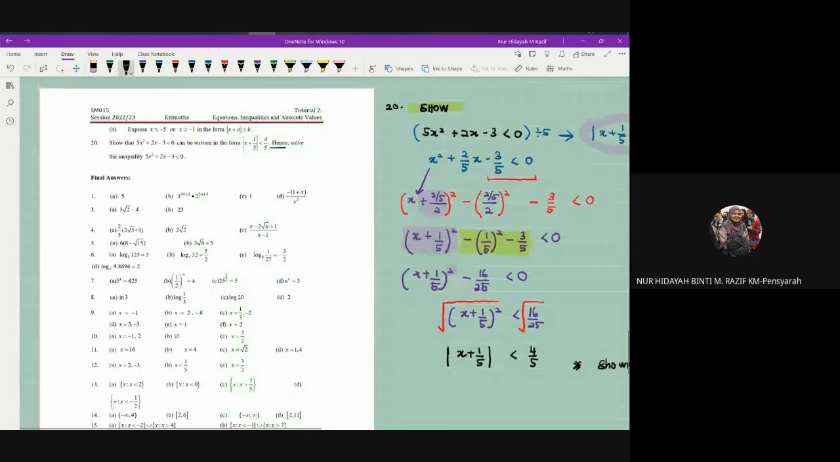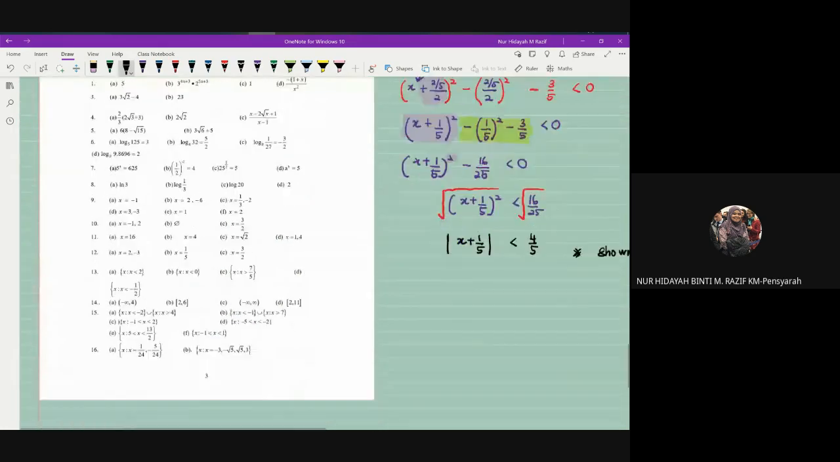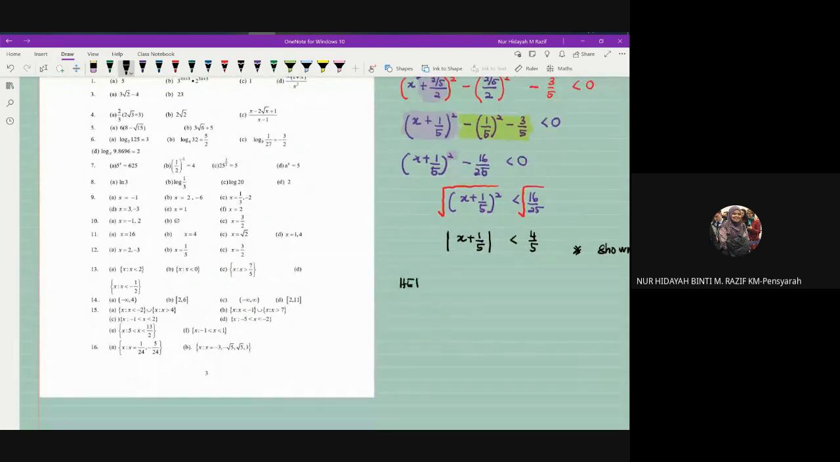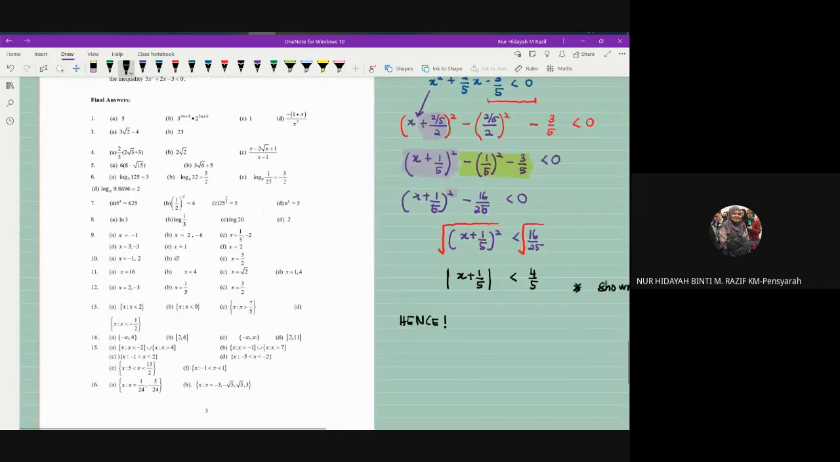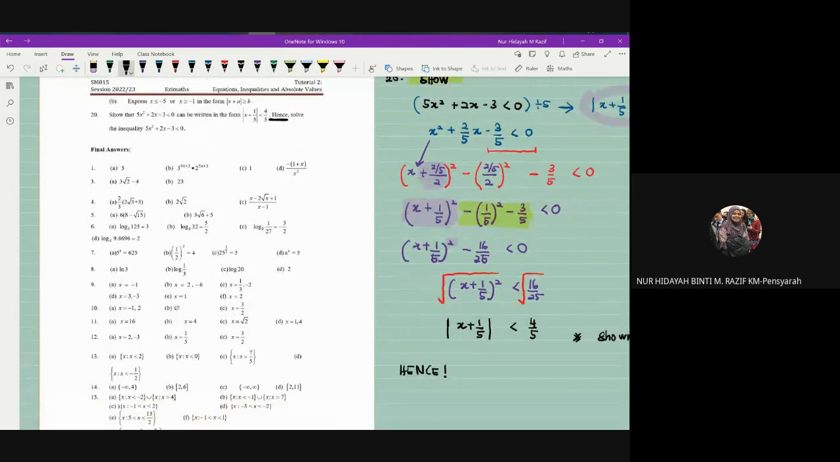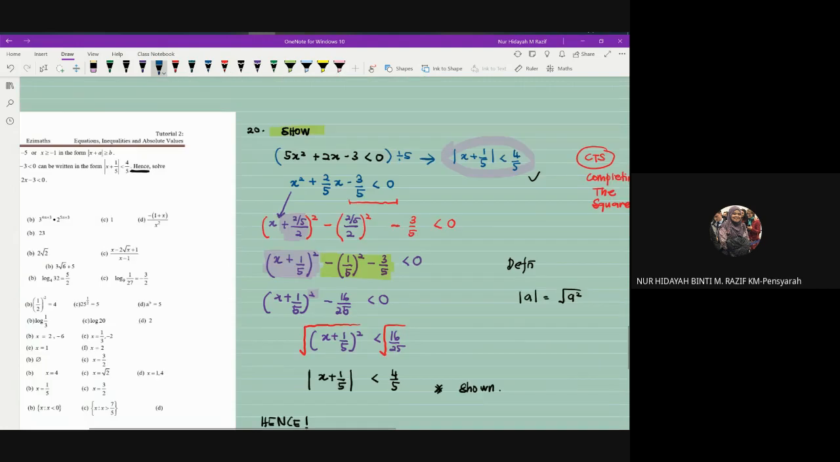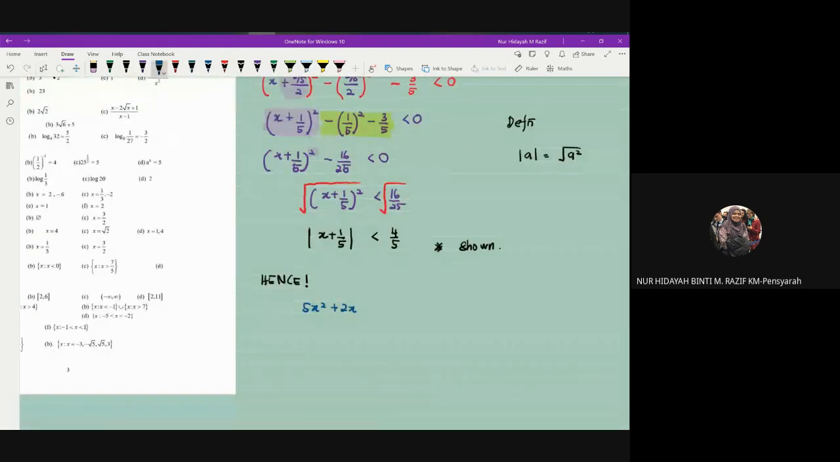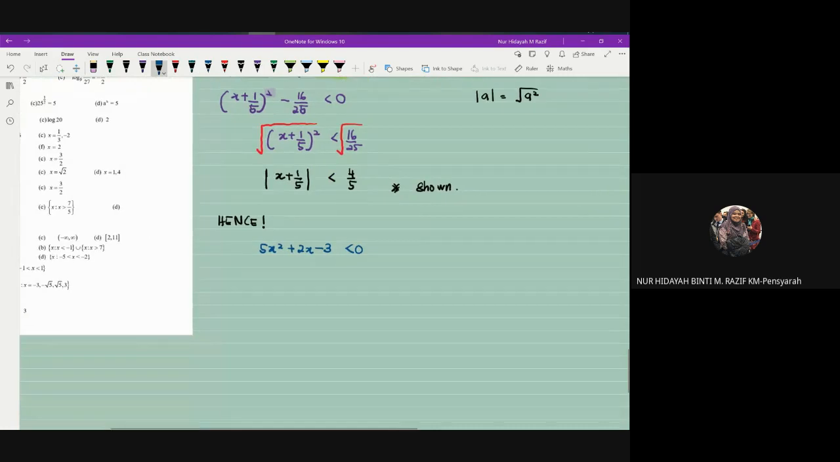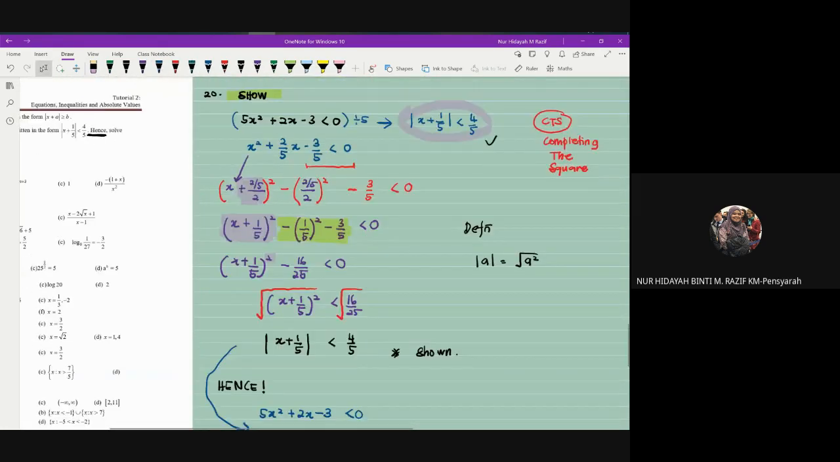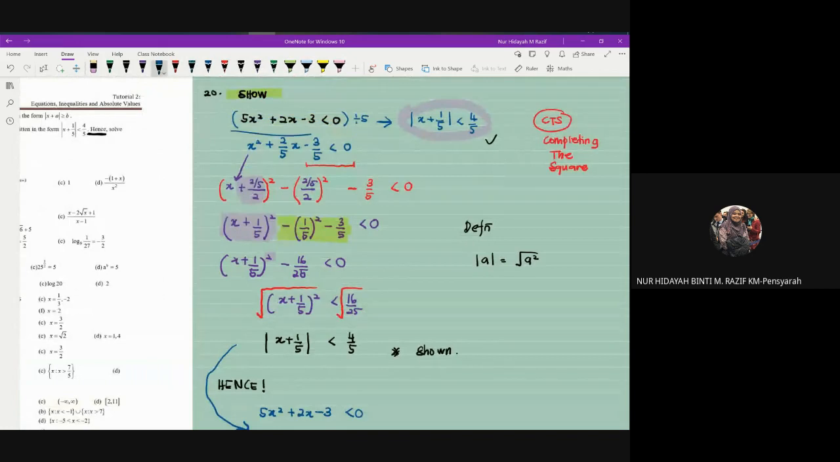Belum selesai, ada perkataan hence. Saya ulang banyak kali, ada perkataan hence. Maksudnya you kena guna jawapan tadi untuk jawab next part. So solve the inequality. Dia bagi inequality asal yang diberi. So apa yang awak patut buat adalah, if you need to solve 5x square plus 2x minus 3 less than 0, menggunakan jawapan tadi, so terus ambil dan guna semula sebab kita dah buktikan if I start with this, I'm going to get this. So I can solve this menggunakan jawapan tadi.